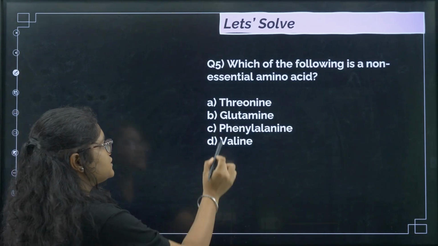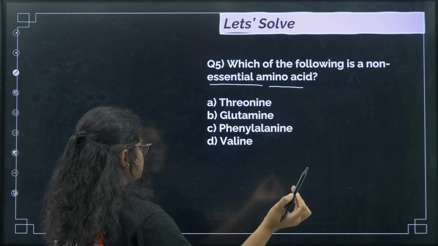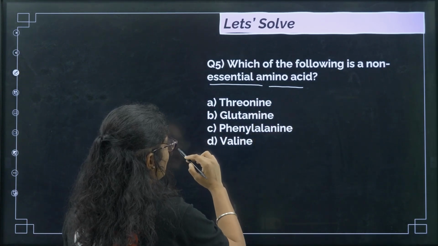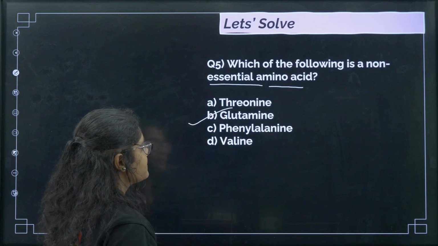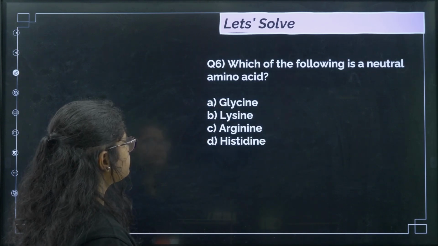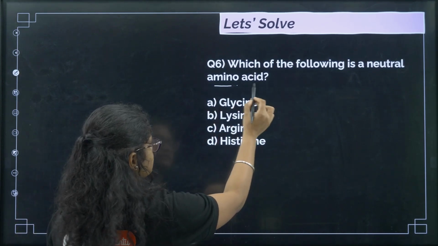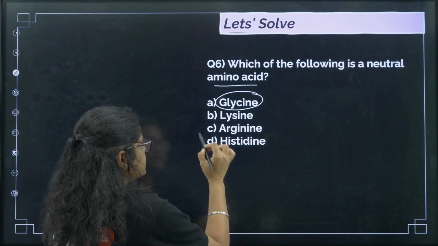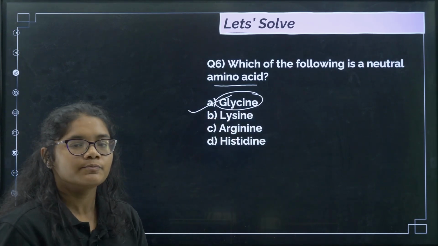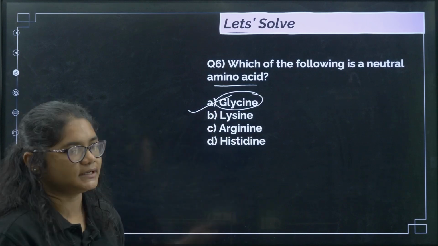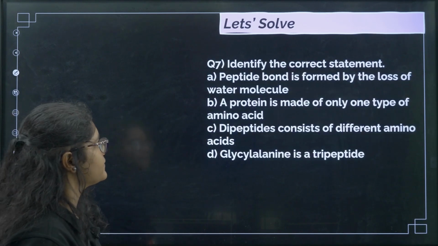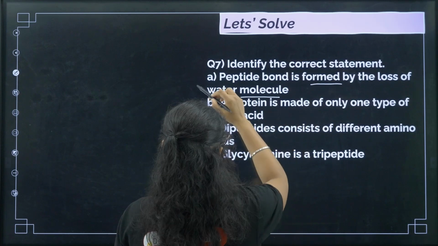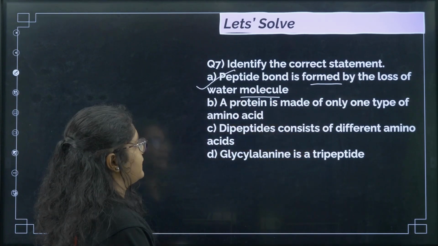Next, non-essential amino acids. If you have remembered the essential amino acids, then you can easily find the non-essential amino acid, and that is glutamine. Next, neutral amino acid. We have discussed acidic, basic and neutral. Glycine has no other NH2 or COOH group, so it is a neutral amino acid. Next, correct statement: peptide bond is formed by the loss of a water molecule. Yes, that is correct, option number A.